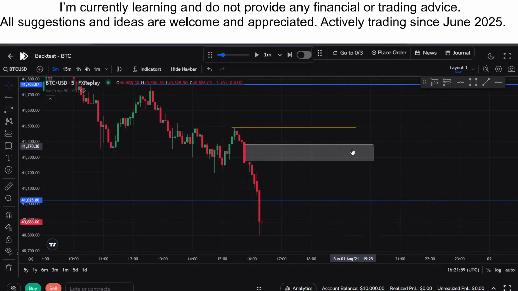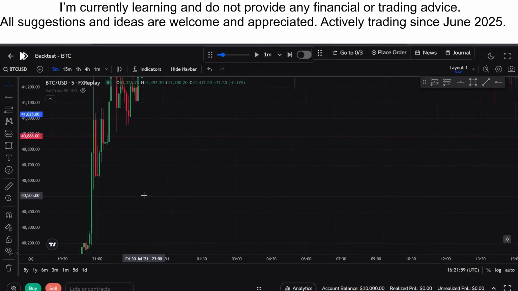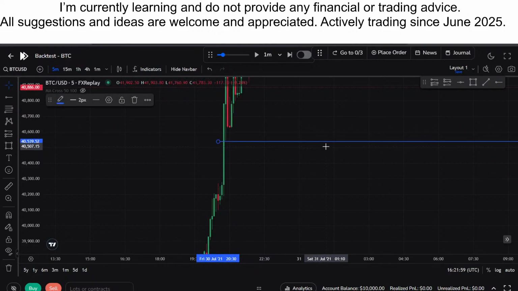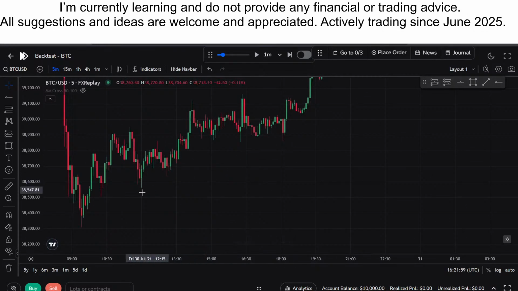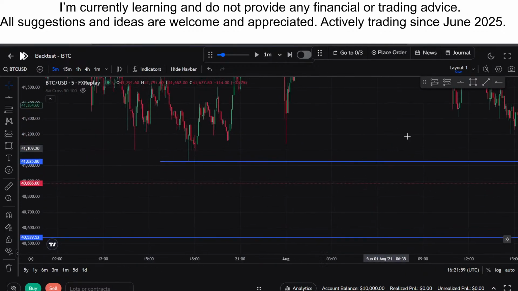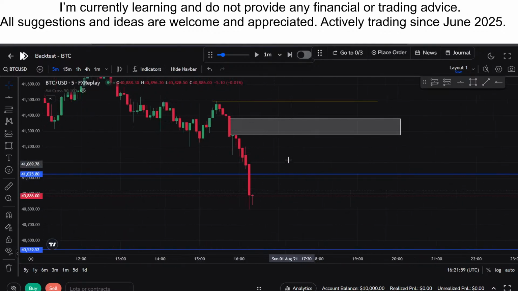So yeah, it broke this line. So now the chart may go around this to grab this fair value gap. Another fair value gap we have here, and then we have the swing low here. So I think the price is trying to move down, trying to get this fair value gap. So we will just run the trade again.